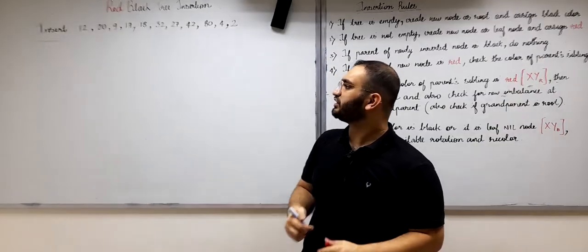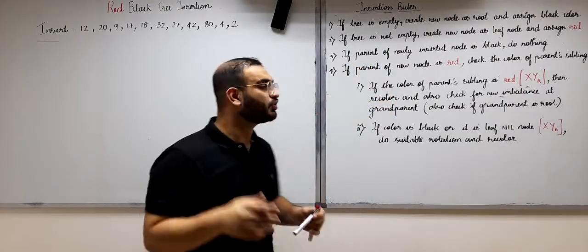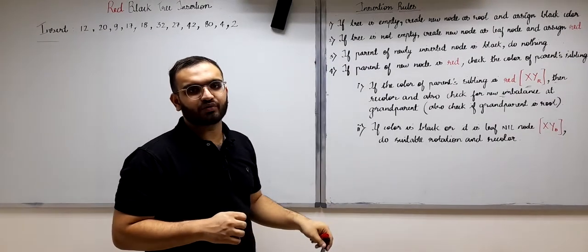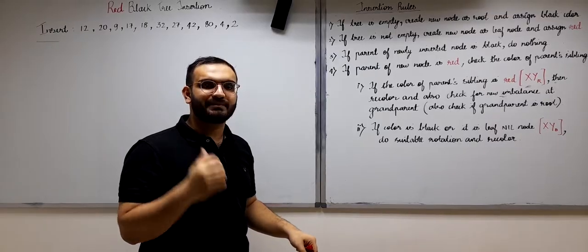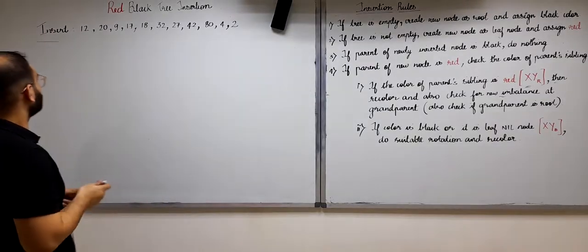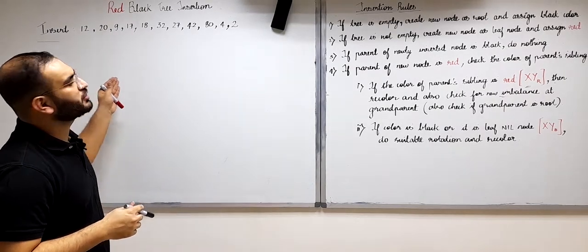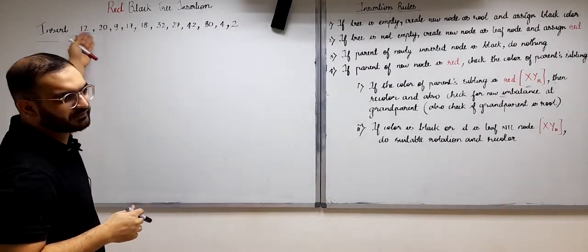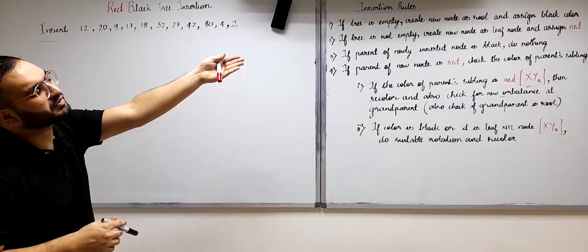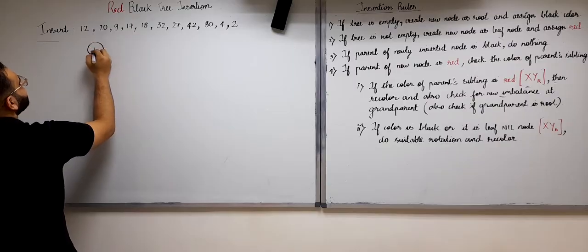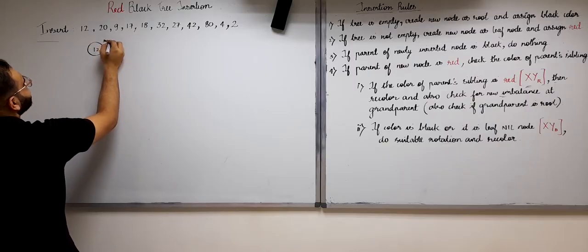So now let us do this example where we will insert all these elements in the red-black tree according to these insertion rules and with the help of the types of imbalances that we have learnt in the previous video. Okay, so the first element is 12. If we want to insert 12, the tree is right now empty. So we will create a new node as root. So 12 will be our root, and according to the first rule, we will assign black color to it. So 12 will have black color and this will also be our root, correct?